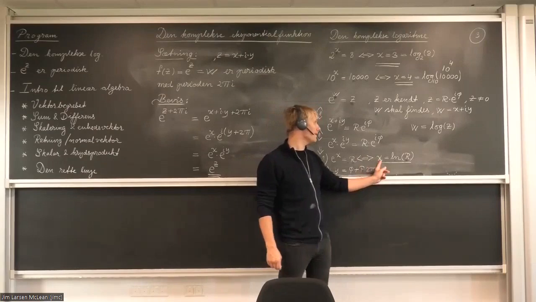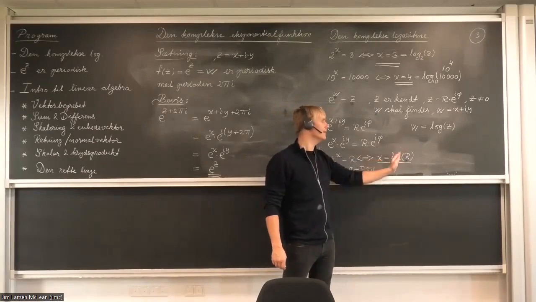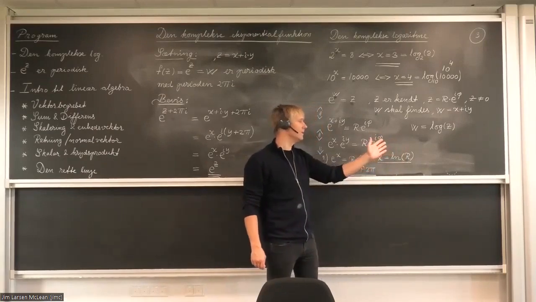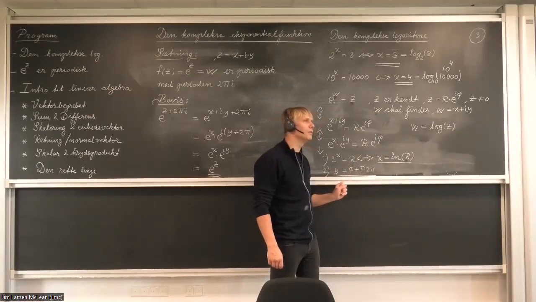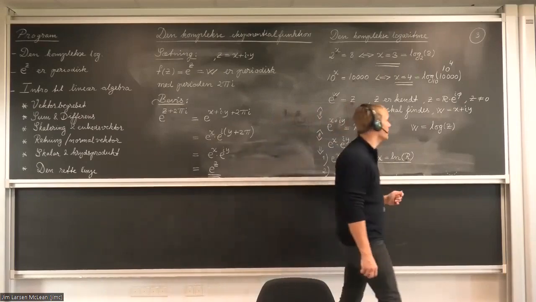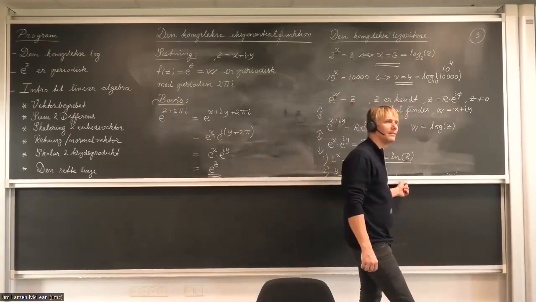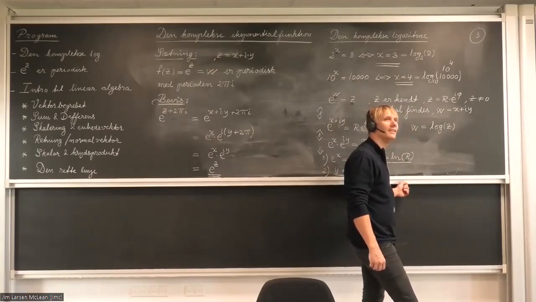There's only one correct answer for x, right? The real part is simple. It should be the natural logarithm of r. But the imaginary part, what I'm searching for, that is for w. There are many possibilities to choose from. So there are infinitely many complex logarithms, a logarithm for every chosen value of p.